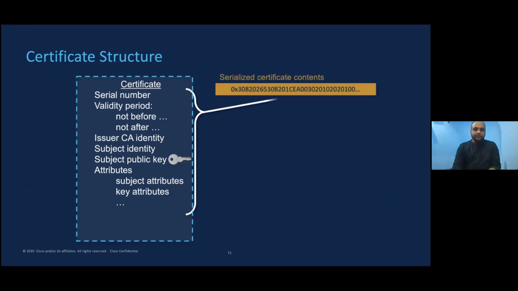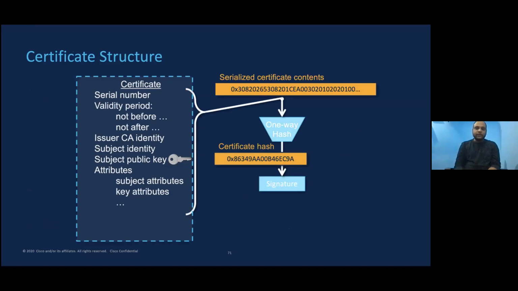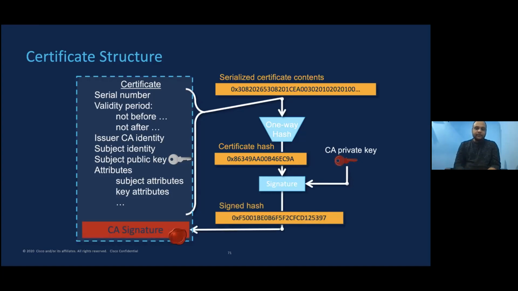So how does a certificate structure look, or how does a certificate signing process work? We take the certificate structure and pass it through a serialization function. The output of the serialization function is passed through a one-way hash. The output of the hash is signed using the RSA algorithm, and the signature of the CA is embedded with the issued certificate. So the CA uses its private key to sign the hash which has been computed, and then we can see the CA signature in the issued certificate.